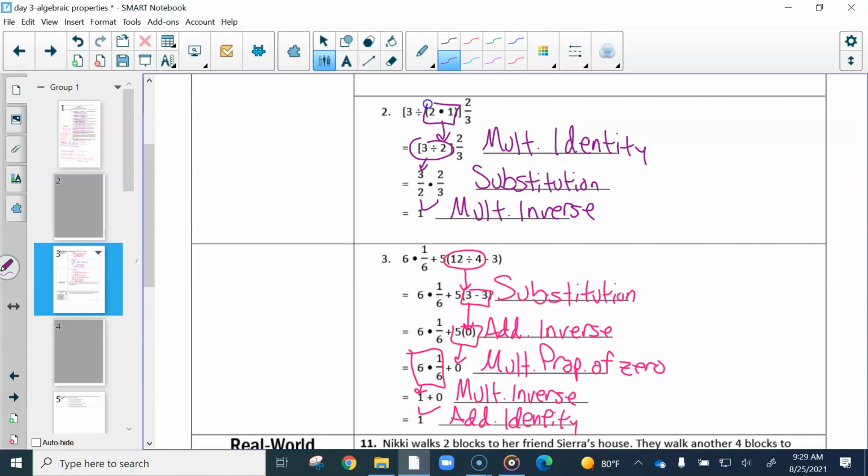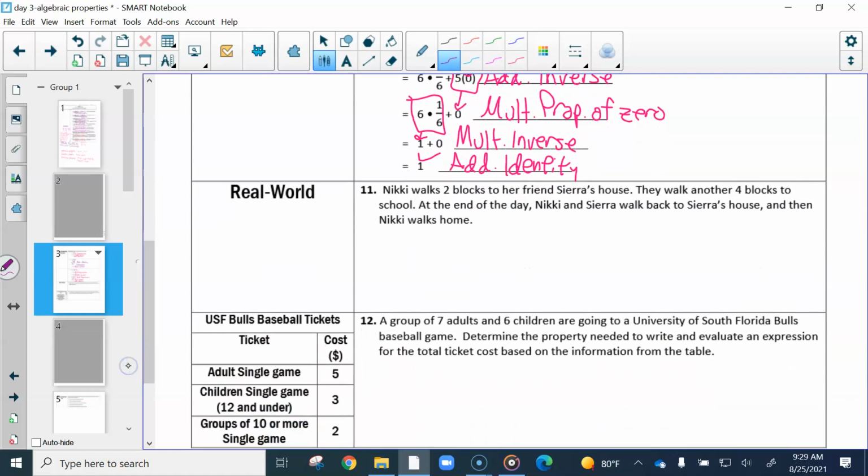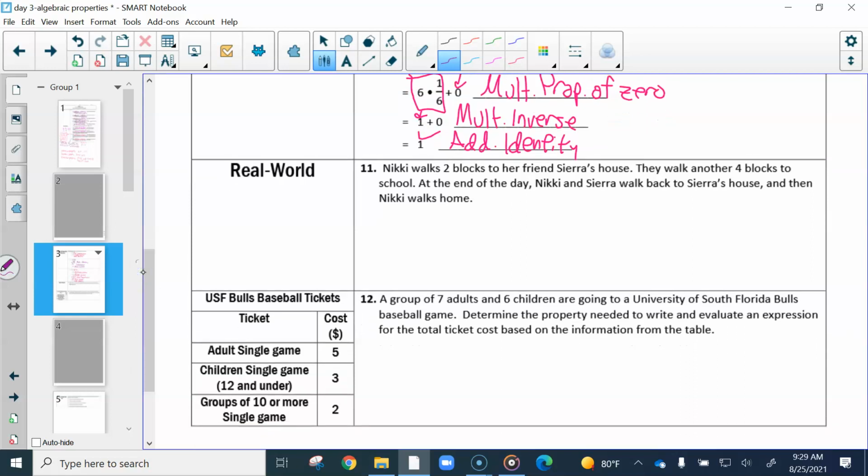We're going to do some real world things with properties. I feel like you guys don't have this one because I didn't update this, so we're not doing this one. Don't worry about that. But for this number 11, Nikki walks 2 blocks to her friend Sierra's house. They walk another 4 blocks to school. At the end of the day, Nikki and Sierra walk back to Sierra's house, and then Nikki walks home. My first question is, what property do you think this is?